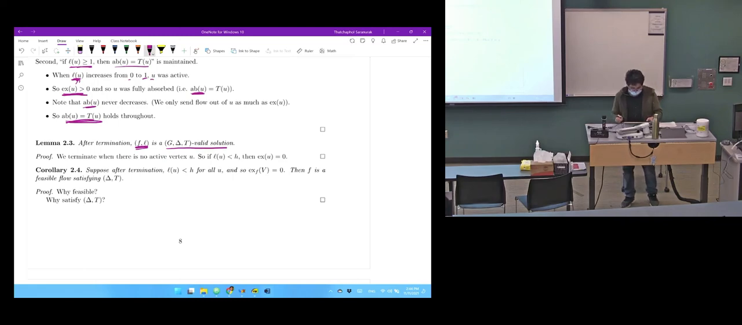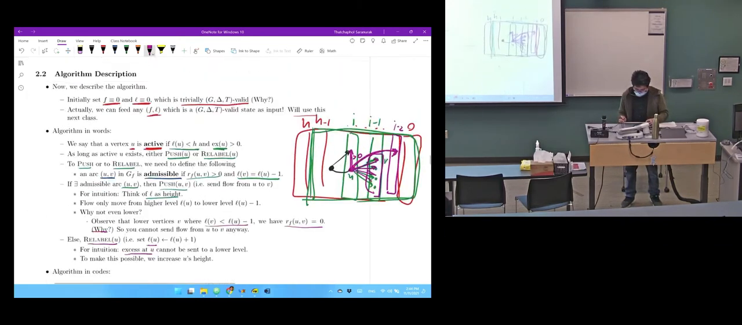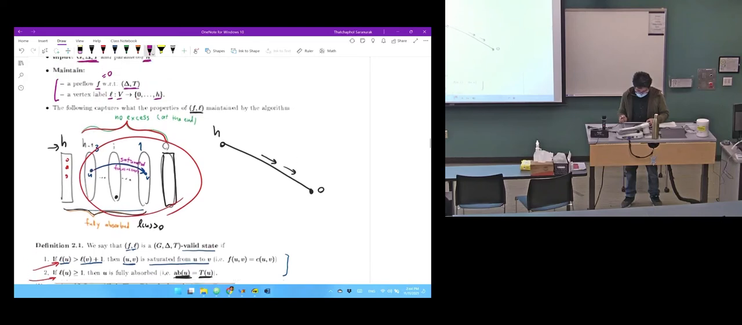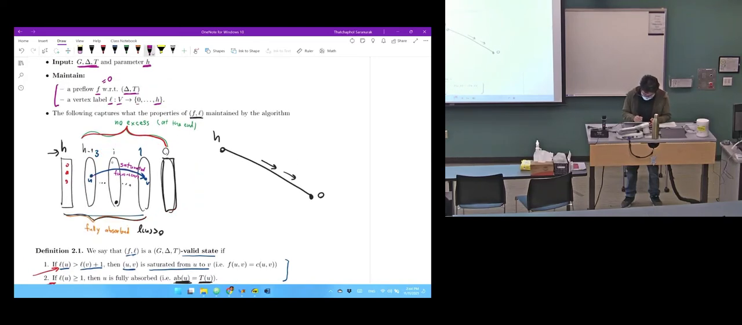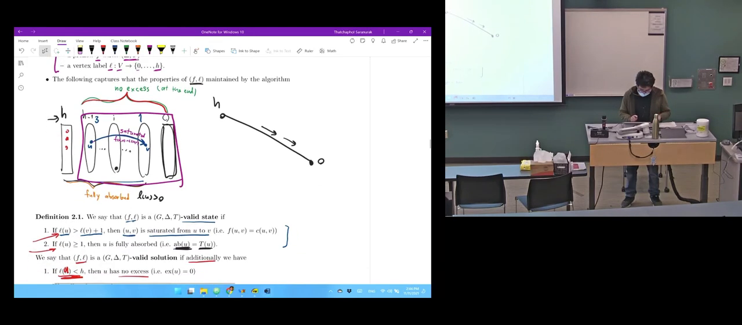So the only thing we need to check is that everything here has no excess, right? That's the definition of a valid solution. But we stop the algorithm when there is no active node. When there is no active node, it just means that there is no one here with excess.